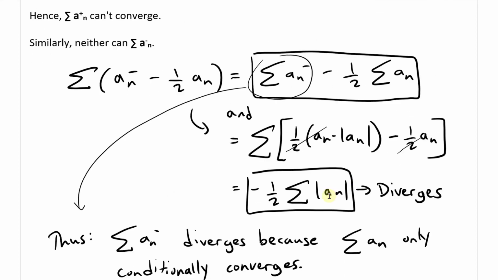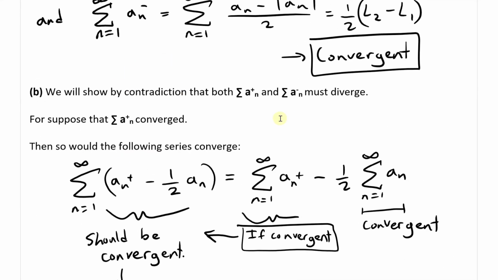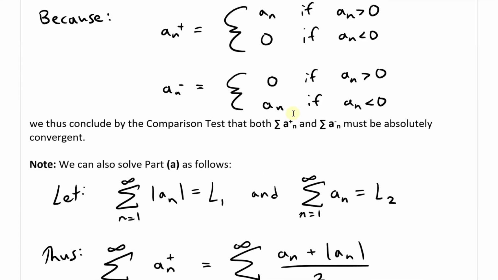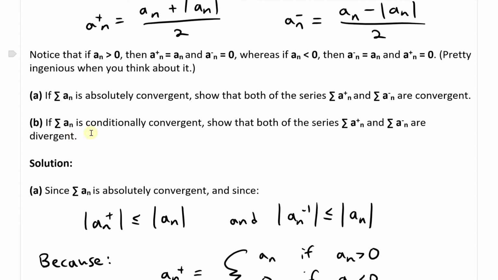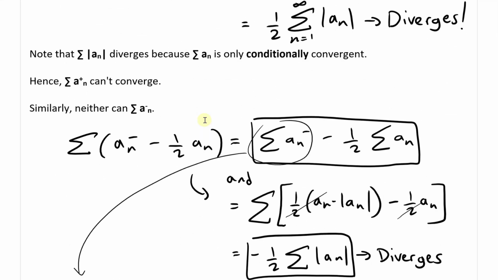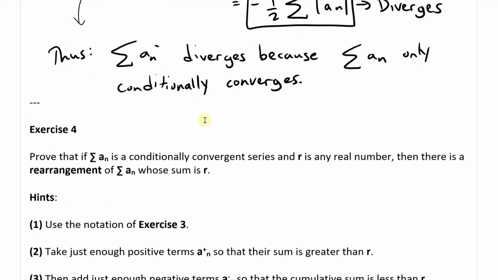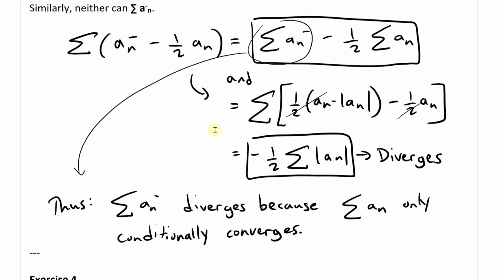So remember exercise 3b, in which we will show by contradiction that these both diverge. I'll scroll up to the exercise question. If a series an is conditionally convergent, show that both of these, the positive and negative terms of the series, those separate series, are also divergent. The negative terms diverge and the positive terms diverge. In other words, they get larger and larger. So yes, as I showed, they get larger and larger.